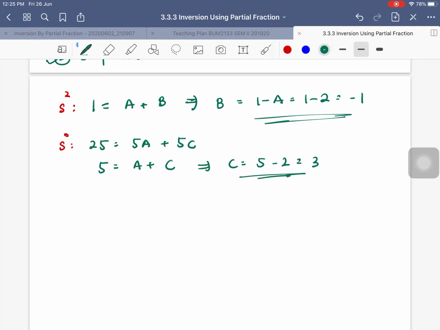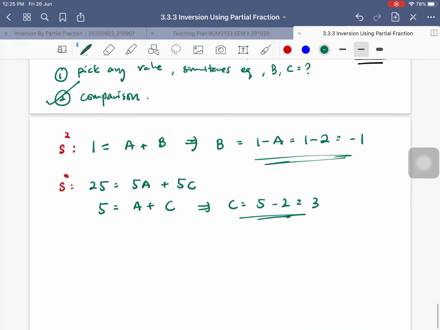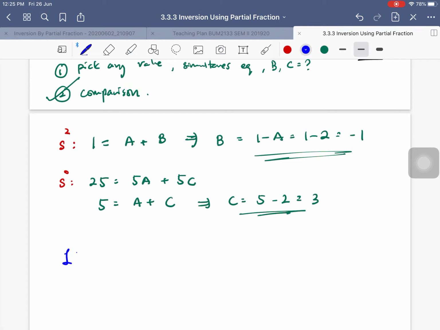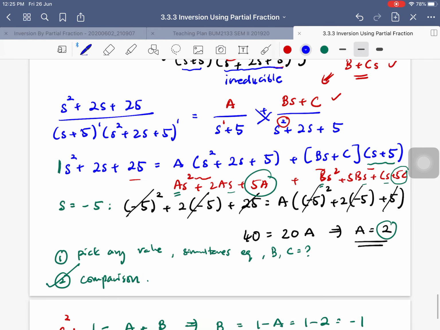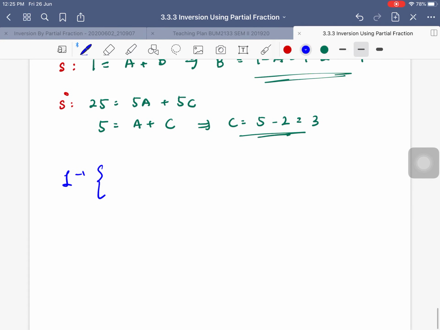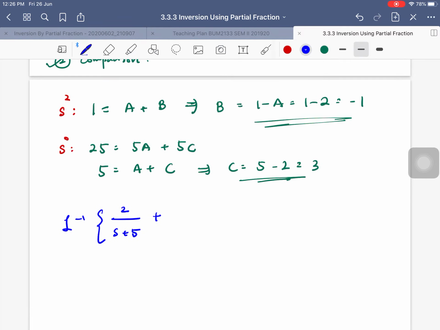So now I already have all my 3 values, a, b, and c, so I can substitute back. I'm going to find the Laplace inverse of a, which is going to equal 2, so I'm going to have 2 over s plus 5, plus my b value, which is going to equal negative 1. So I'm going to have negative 1s, because I put b as s just now, plus c.